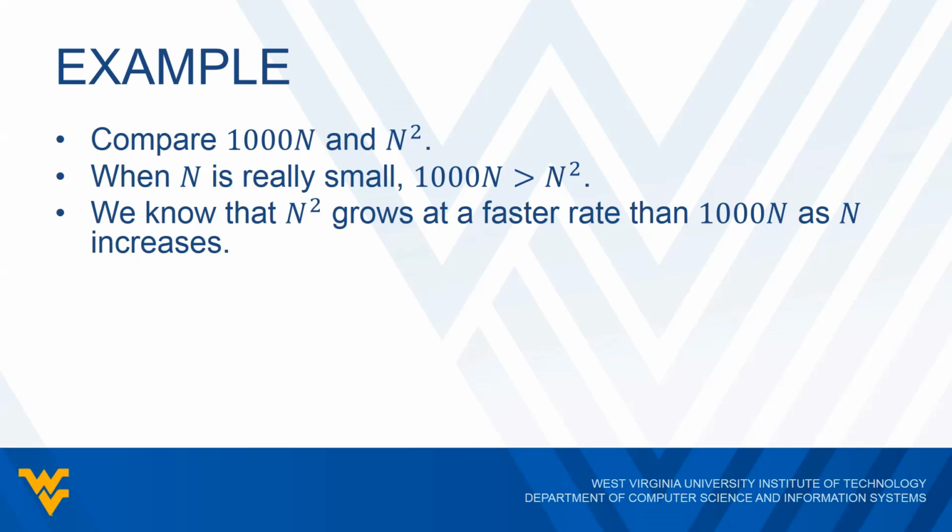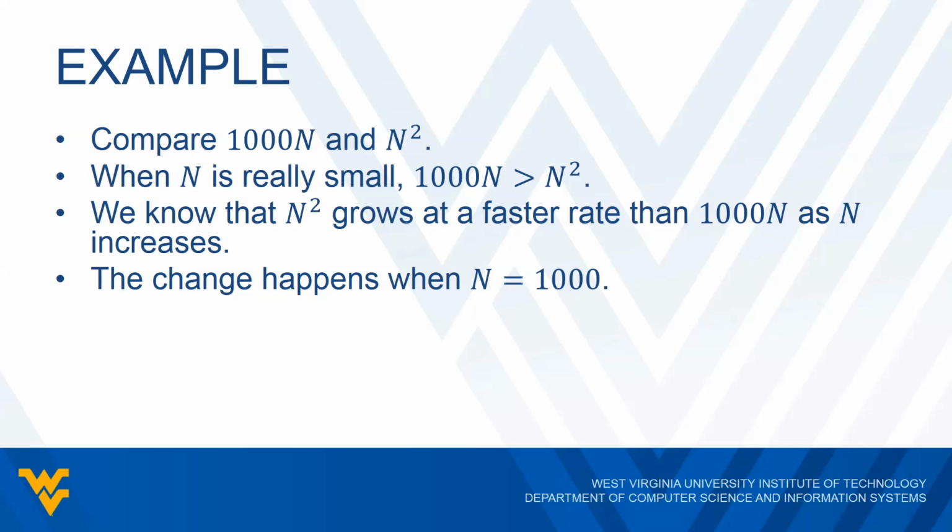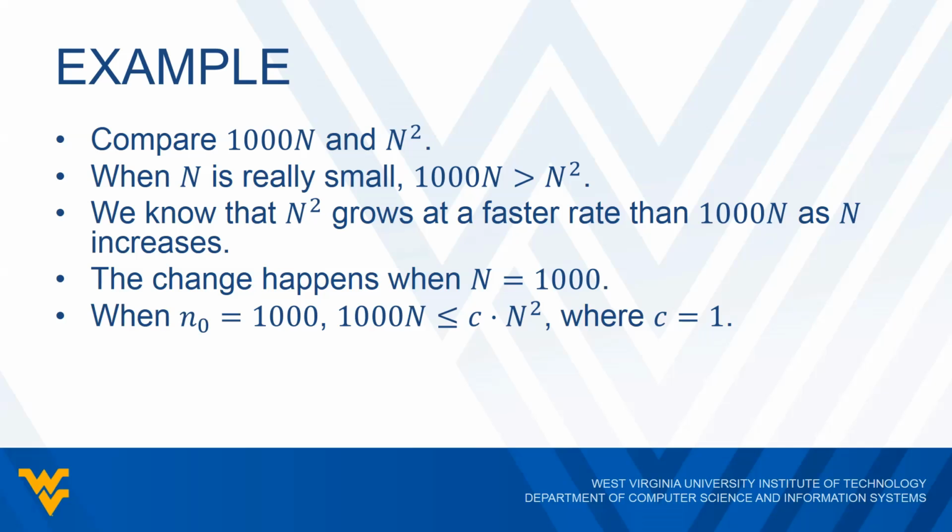And if we want to be specific about it, this happens when n becomes 1000. So what we see here is we're going to let n naught be 1000. So from this point onward, so for any value of n that is greater than or equal to 1000, 1000 n is going to be less than or equal to c times n squared. Here, we'll let c equal 1, because we just said some constant multiple of our function of n here. So we can let that be 1. That's perfectly fine. And what this means is if we apply this to our definition of the big O notation, 1000 n is equal to O of n squared.